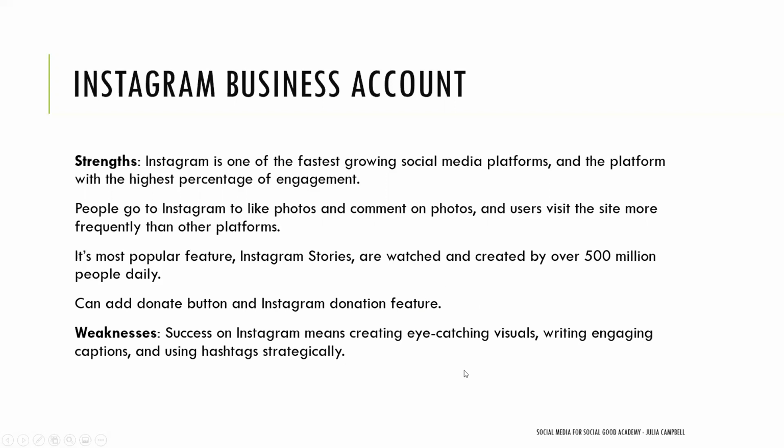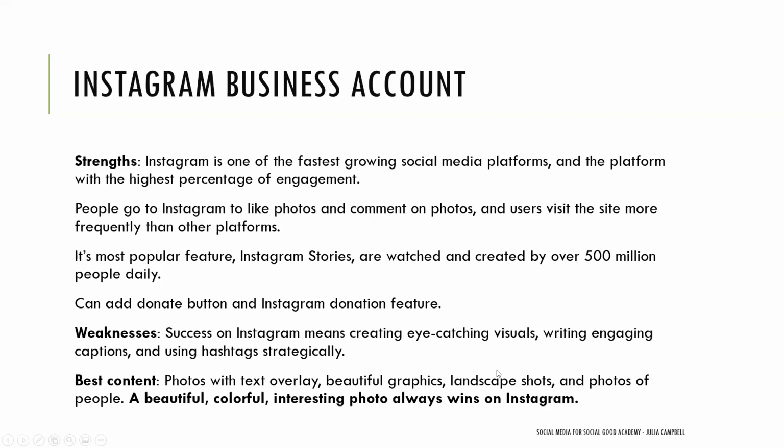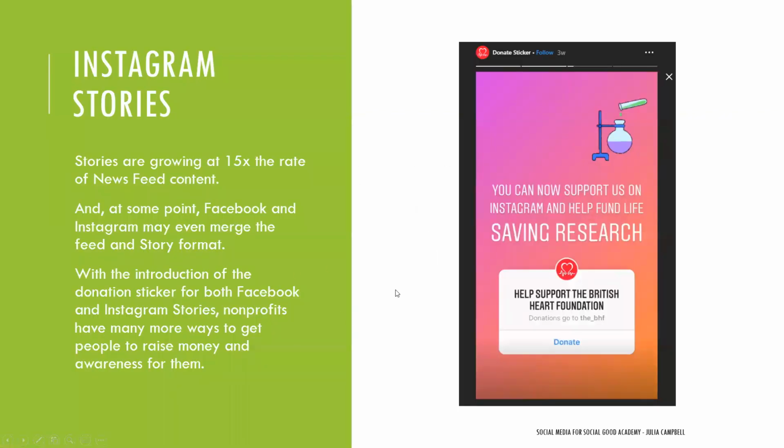So a weakness might just be time, and that success means eye-catching visuals and engaging captions. The best content: photos with text overlay, beautiful graphics, landscape shots, photos of people. A beautiful, interesting photo always wins on Instagram. Always, always, always.